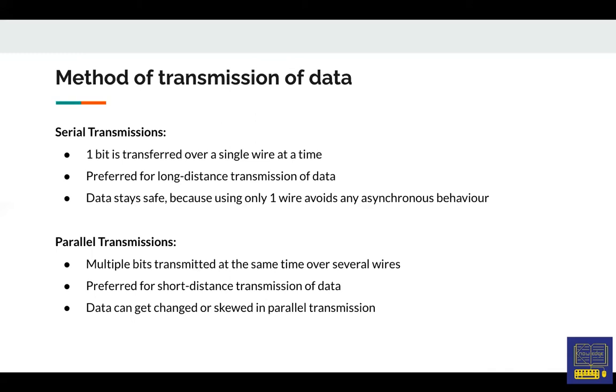Parallel transmission is definitely faster, and for short distance it's faster because you're sending multiple bits of data all together. So that is why we prefer it for short distance, where there is less chance of the data getting mixed up, and it's much faster. So that's why it's preferred for short distance. But for long distance, if you have to keep your data safe, we generally work with serial transmissions.